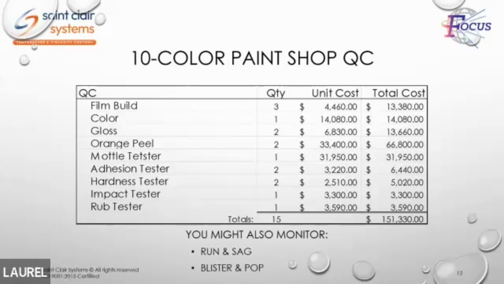So I turn back to run and sag and blister and pop. Those are visual, manually inspected, manually entered. There are vision systems out there, as I've already mentioned, but talk about cost. It's going to swap out most everything that we've seen, and the amount of data that it will generate will create a financial hardship on the other end as well.